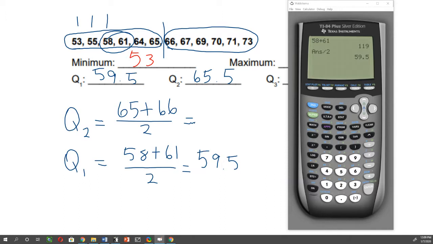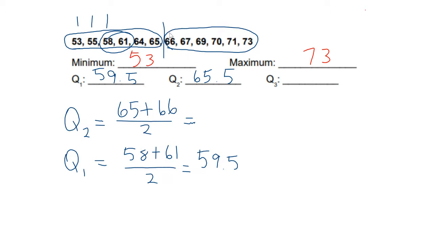Now I'm just going to do the same thing to find Q3. I'm going to take this upper data and find the 2 values in the middle because there are 6 numbers. So 1, 2, 3. That means these 2 numbers are the middle numbers. Again, this is an easier one because the numbers are only 1 unit apart. So for Q3, we're going to add 69 plus 70, divide by 2, and that's going to end up being 69.5.